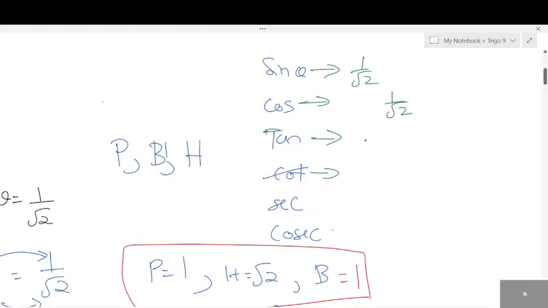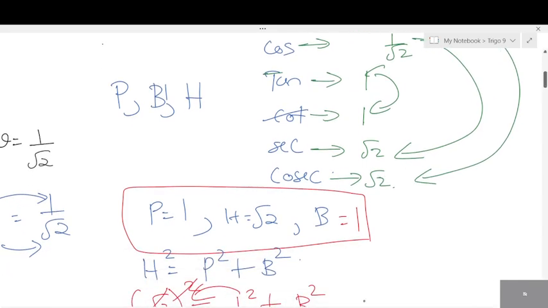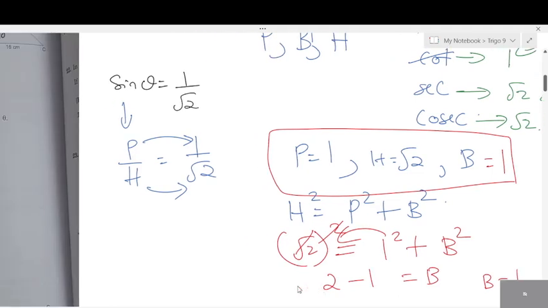1 by root 2. Next, what is tan, students? Tan is perpendicular by base, which is 1 by 1. 1 by 1 is 1. What is cot? Now you don't need to write formulas, just reciprocate. If cos is 1 by root 2, what is sec? What is the reciprocal of cos? That is just root 2. Is this clear? Have all of you understood? Yeah, just make a note of this first question.